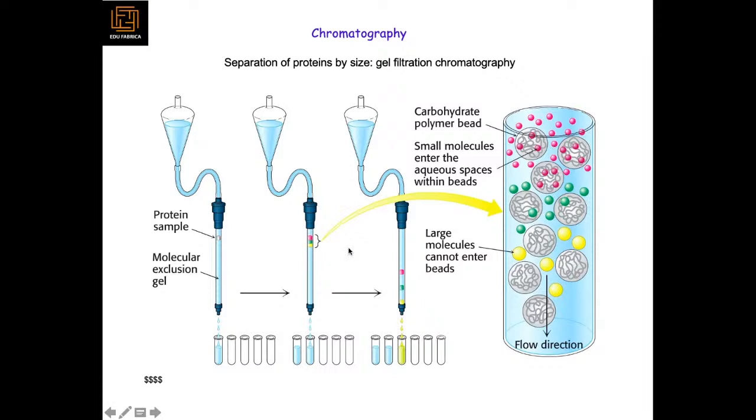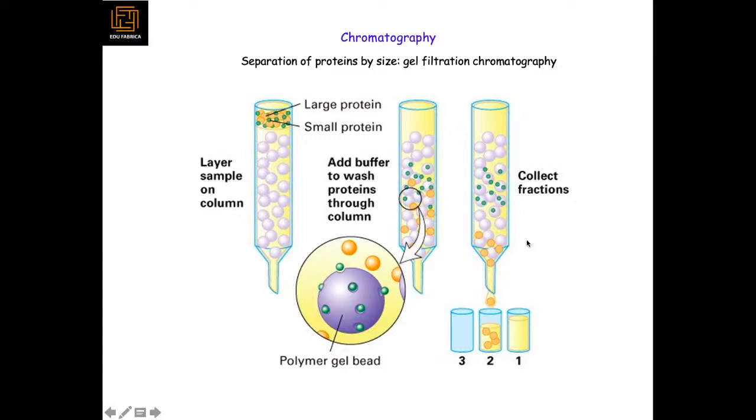Once they start to separate, there are carbohydrate polymer beads. They tend to attach the small molecules like the red one, and they start to flow. The yellow one will flow very fast and go out because it is not able to attach, then the green one and then the red one. So we can see here the yellow one goes very fast, then the green one and the red one.